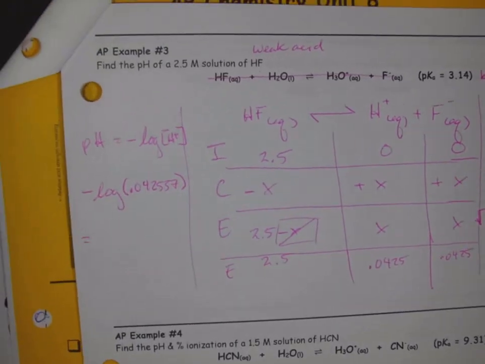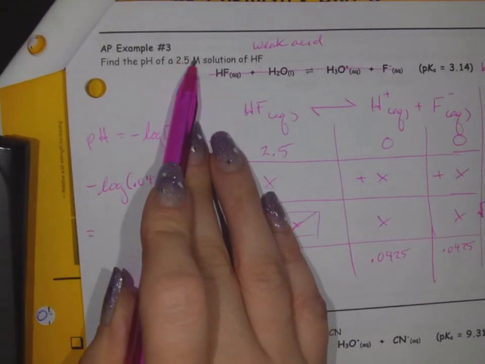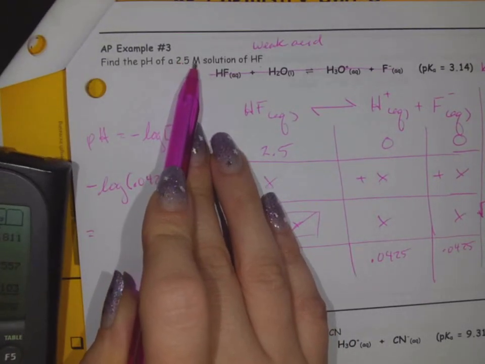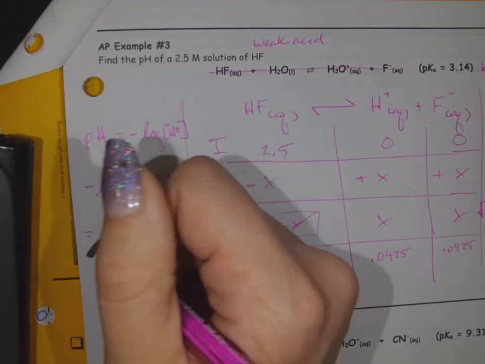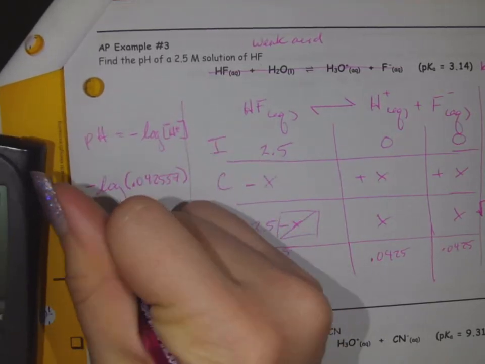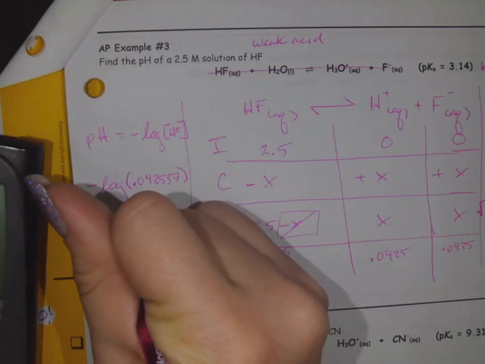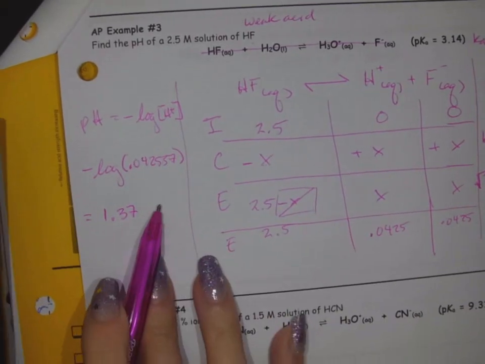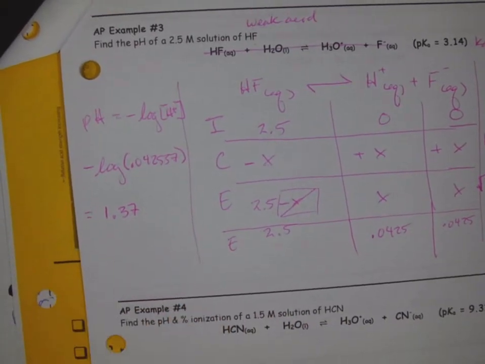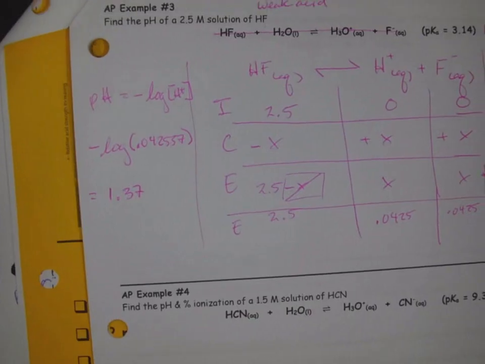Sig fig wise, my starting value was a concentration, and it was 2 significant figures, and the leading number on a pH value is not significant, so this would be a 2 sig fig answer for pH. So my final answer is 1.37.